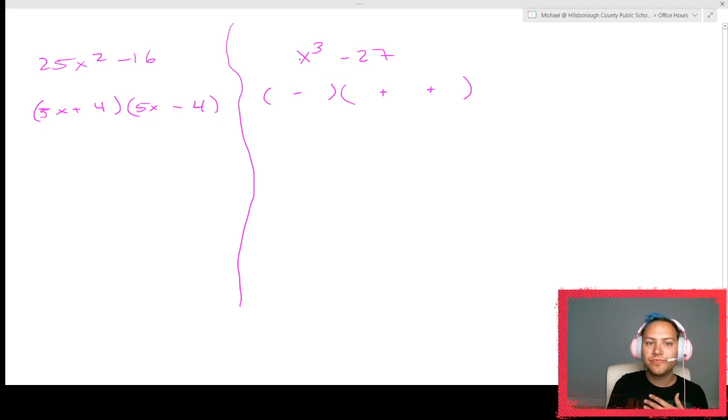Okay, so what we're going to do is figure out what the cube root of x cubed is. Well, that's going to be x. And what the cube root of 27 is. Well, that's going to be 3, because 3 times 3 is 9, and 9 times 3 is 27.